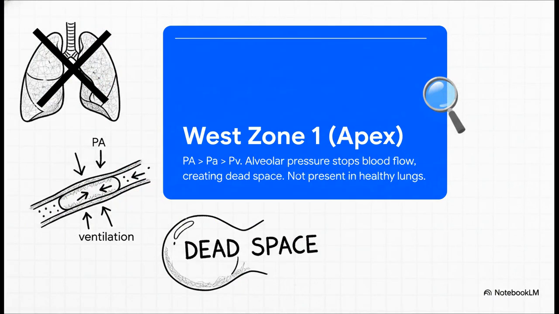And finally, we get to zone 1, at the very top. Now I want you to burn this next sentence into your brain for the exam. In a normal, healthy person who's breathing on their own, zone 1 does not exist. It's a theoretical space where alveolar pressure would be so high, it would crush the capillary completely flat, stopping all blood flow. You'd have air, but no blood, pure dead space.